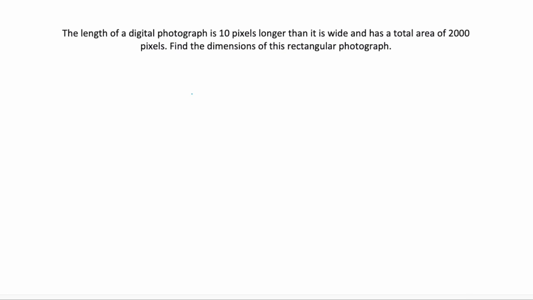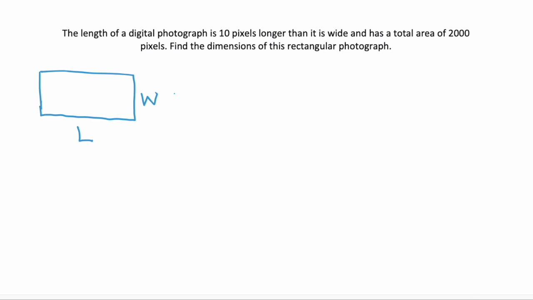We're told that the length of a digital photograph is 10 pixels longer than it is wide and has a total area of 2,000 pixels. And we're asked to find the dimensions of this rectangular photograph. So let's draw a picture. We have a rectangular photograph, and it has a length and it has a width.